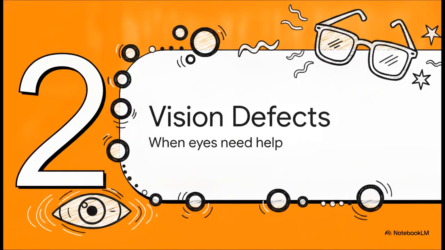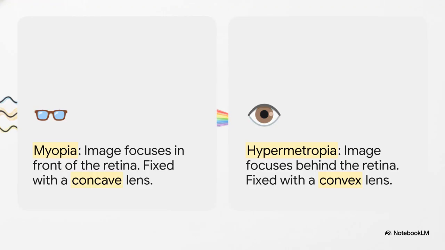Moving on to section 2, fixing vision defects when our biological lenses need help. So what happens when the eye's shape changes, or this incredible focal length adjustment we just talked about sort of falters? Let's compare the two most heavily tested vision defects for your exams.